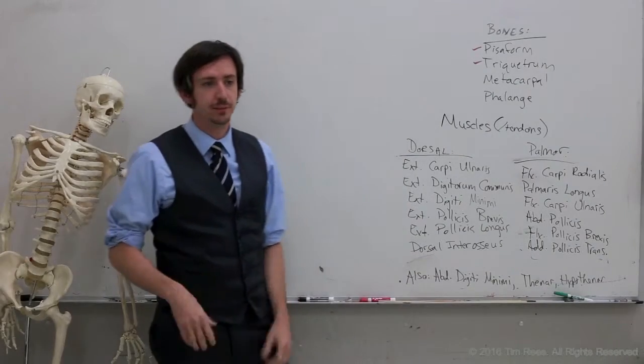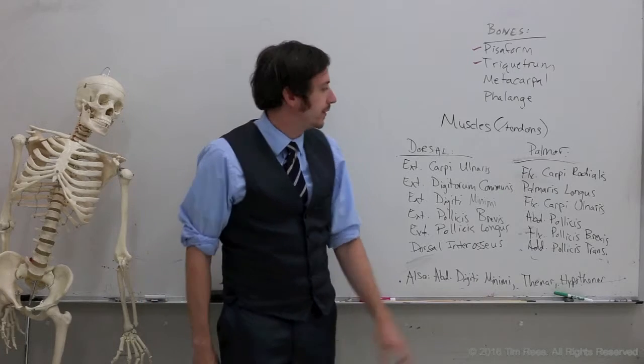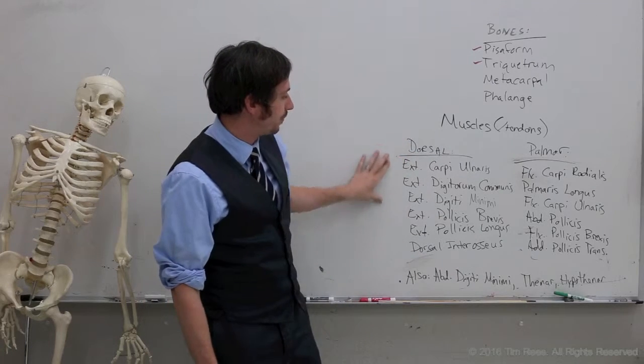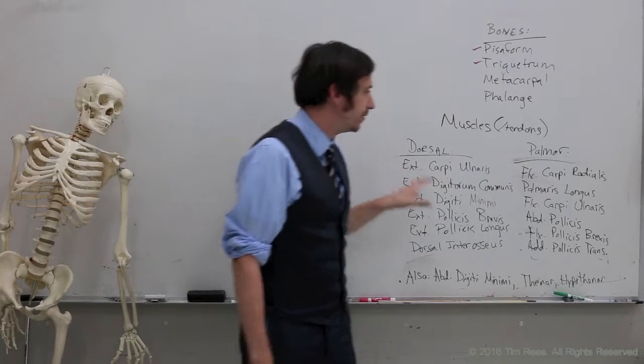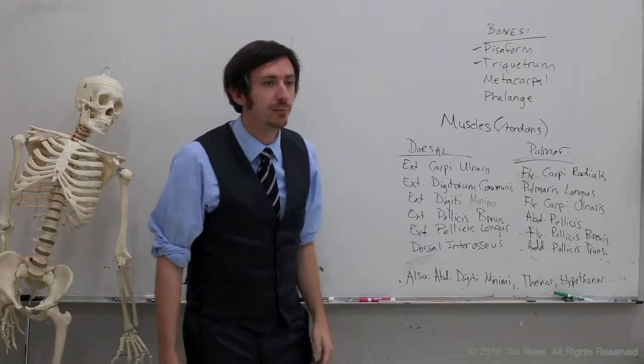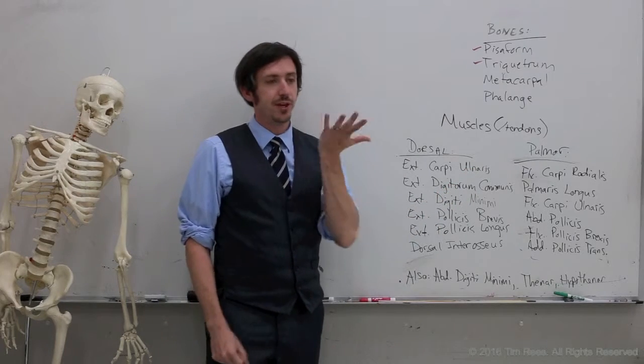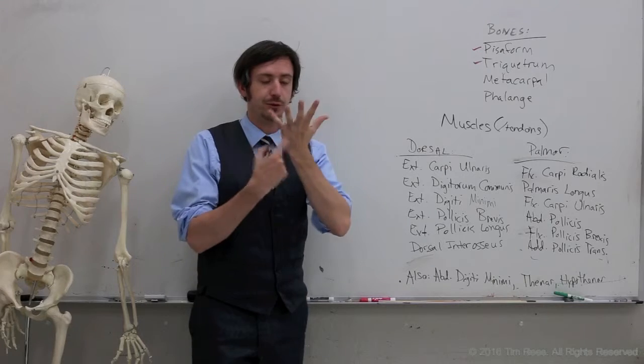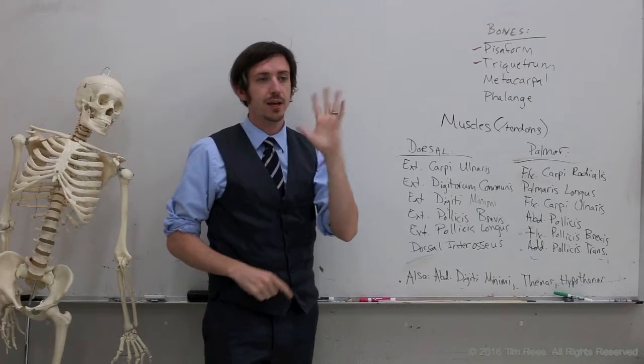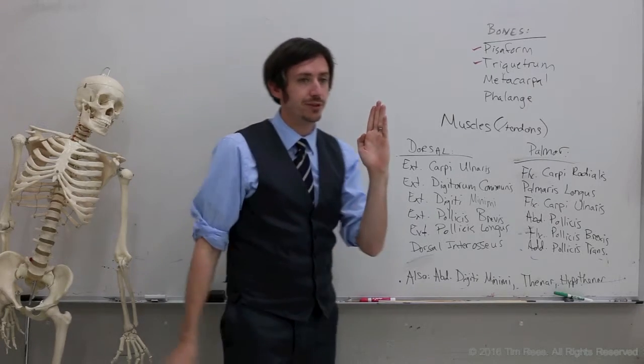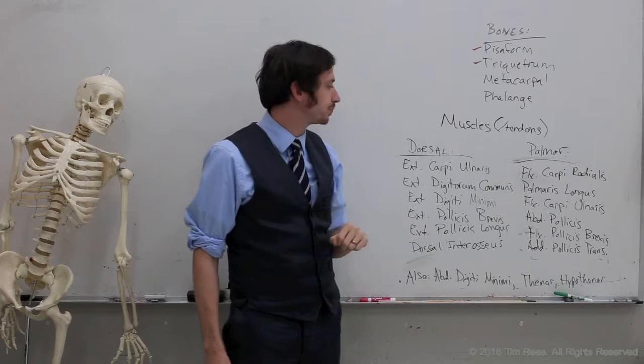Next, let's talk about some of the muscles and the tendons. You can see on the board here we have them arranged via the side. So we have the dorsal side and the palmar side. So we're going to look for a set of tendons appearing on the dorsal side, or the back side of the hand, and then a set on the palmar side, the palm side of the hand.